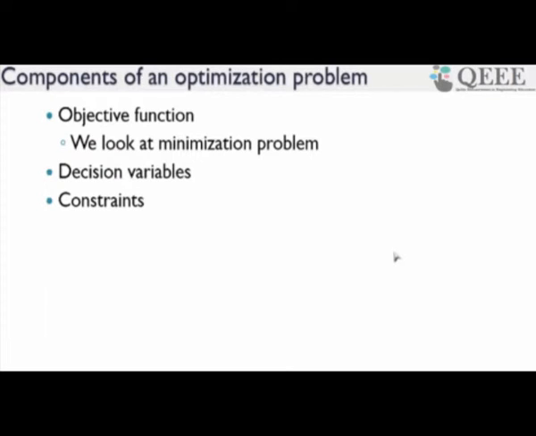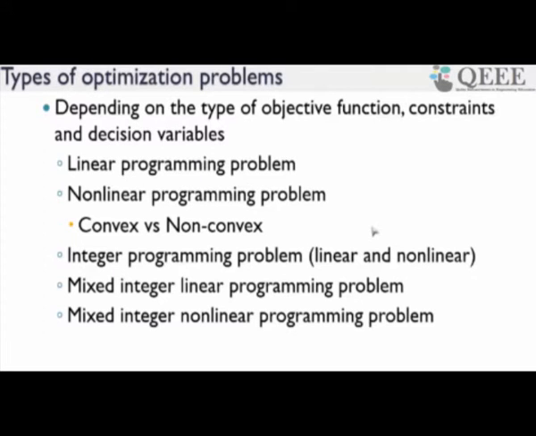Now, when we talk about an optimization problem, there are several components. One component is the objective function. The other is the decision variables, where we are trying to get values which will either maximize or minimize the objective function, and the constraints which are imposed on the decision variables. These are the three main aspects of any optimization problem. Now there are several different types of optimization problems depending on the objective function, constraints and decision variables. If your objective function and constraints are linear, we call that a linear programming problem. If either your objective function or constraints are nonlinear, it's called a nonlinear programming problem.